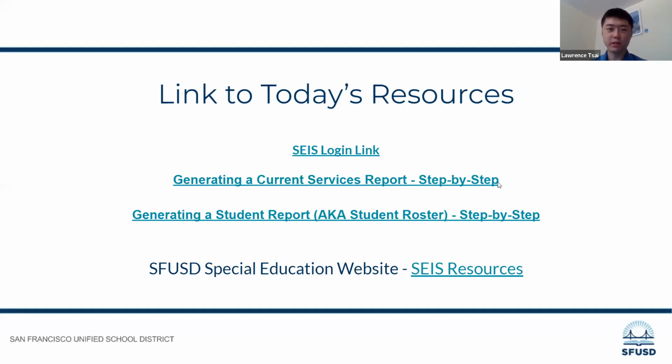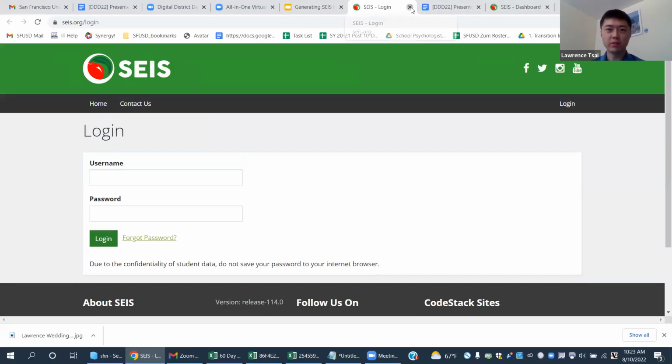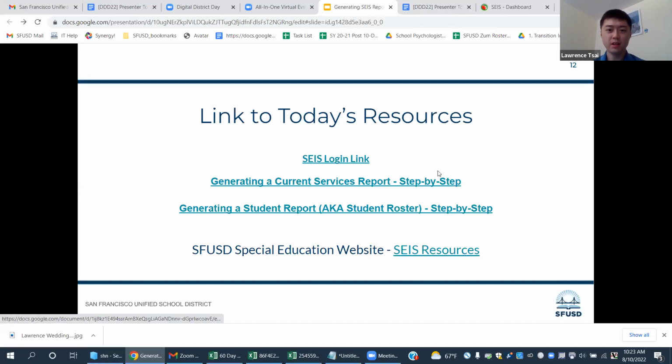In this slide, which I shared, you can also access these links. These are the specific links for the step-by-step detailed documentation in the second and third link: generating a current services report and generating a student report. And the first link is the SEIS login link. Oh gosh, someone's saying the links don't work. It works for me. I just clicked on it, so I'm not exactly sure why it's not working for you. If you're clicking on the screen in Zoom, it's not a link screen. You have to go into the slide deck, which I shared earlier. I'll share it again. I need to go on that specific slide and click on the links from there.